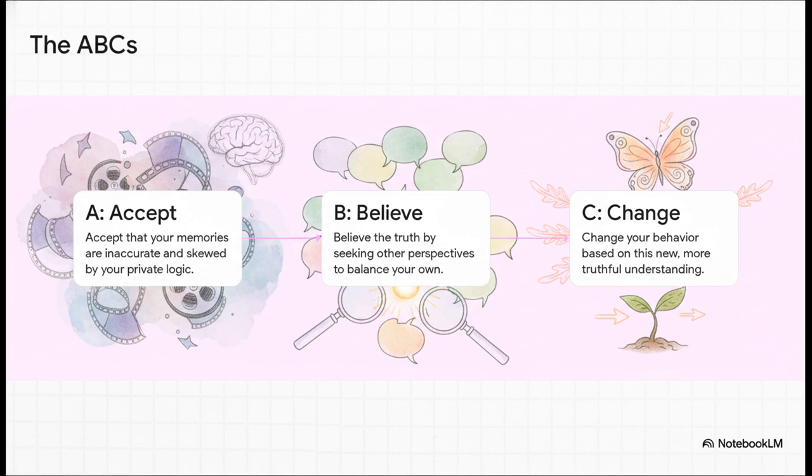A is for accept. You have to accept that your memories are just one version of the story, probably skewed by your private logic. B is for believe. Believe the truth by actively going out and seeking other people's perspectives to get a more complete picture. And C is for change your behavior based on this new, more balanced truth.